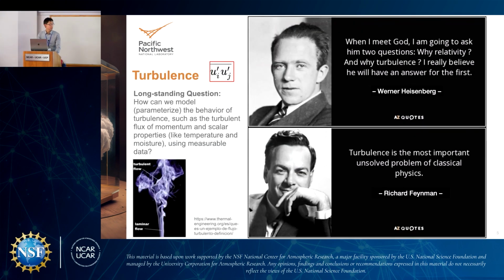And there is one long-standing question in turbulence, that is how to parameterize or model the turbulent flux through the measurable quantities, like the mean wind speed or temperature difference. And this question has been acknowledged by several famous people, like Werner Heisenberg.